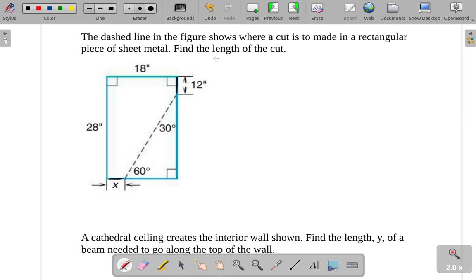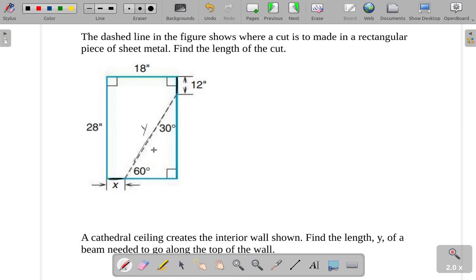Okay, this is actually asking us two different things, it looks like. We're going to need to figure out what x is, so I don't know what distance that's going to be. And we're also trying to figure out what the length of the cut is, this distance right there. So I'm going to end up finding both of those things. I suspect it'll be pretty easy to find x once I know y, or once I've gone through finding y.